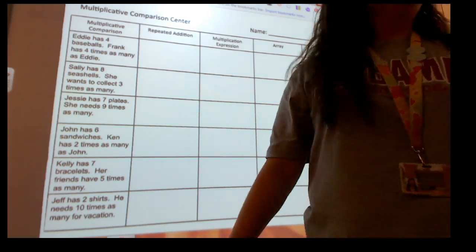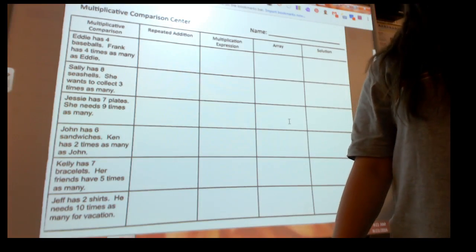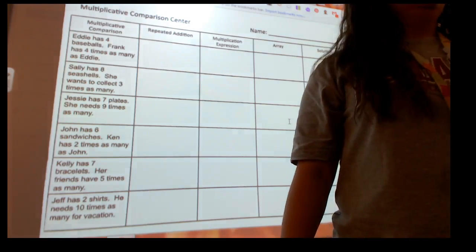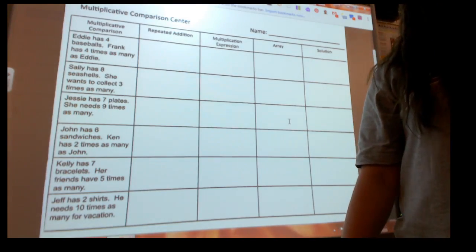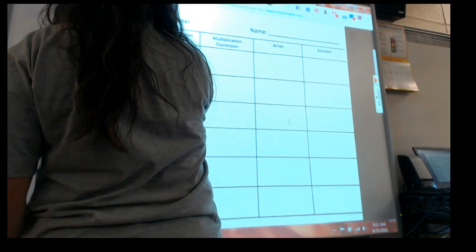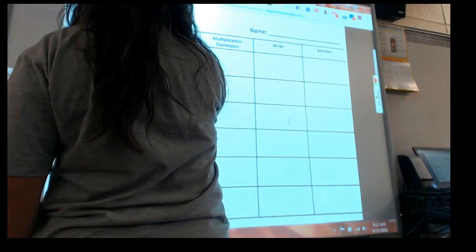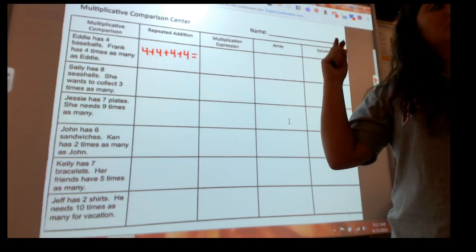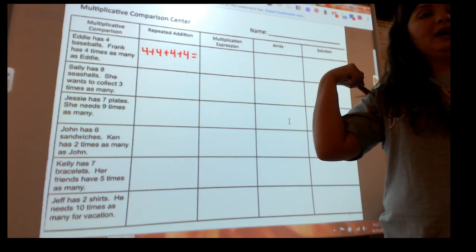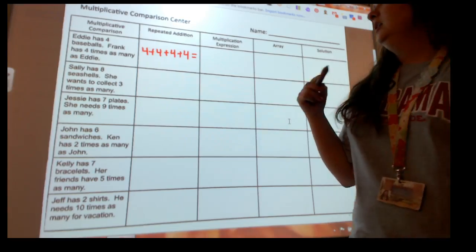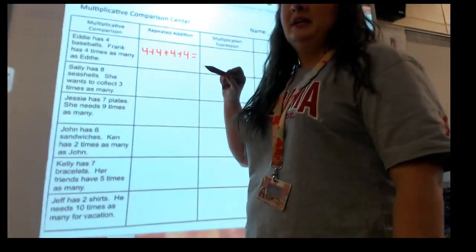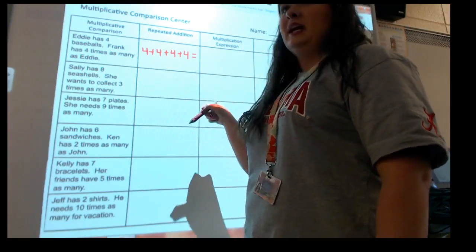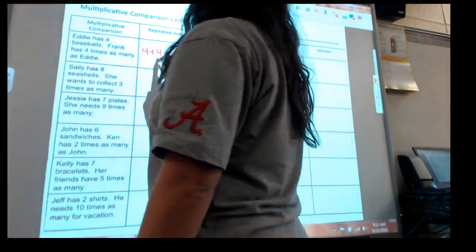Okay. So I'm going to just add. What number am I adding? How many times am I adding 4? Oh, so I need to do 4 plus 4 plus 4 plus 4 equals, let's figure that out. Okay, 4 plus 4 is 8, and 8 plus 8 is 16.